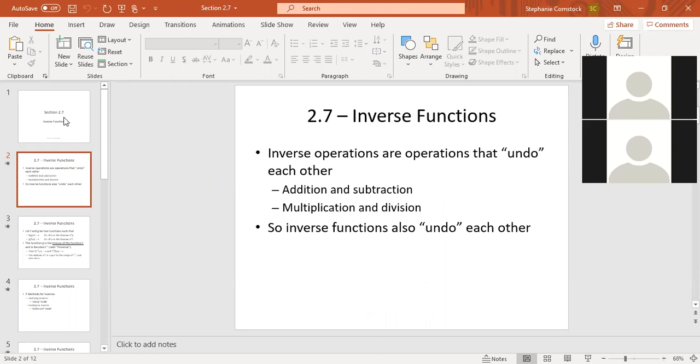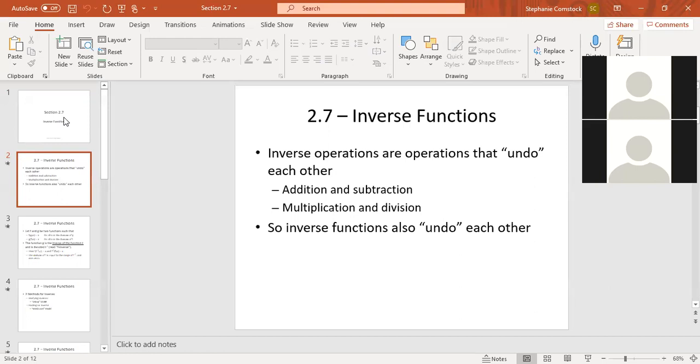So things like add and subtract. If you take a number and add 4 and then take the answer and subtract 4, you end up right back where you were. If you subtract 4 and then add 4, you also end up right back where you were. Multiplication and division, square and square root. There are lots of partner pairs that we have that are inverse operations.